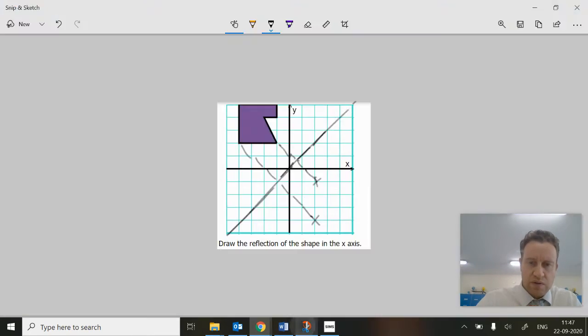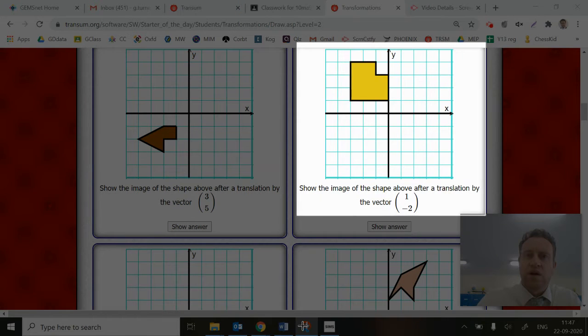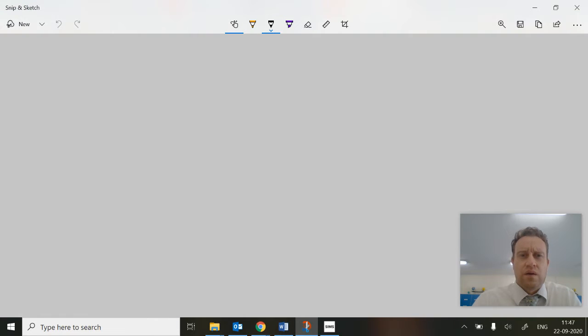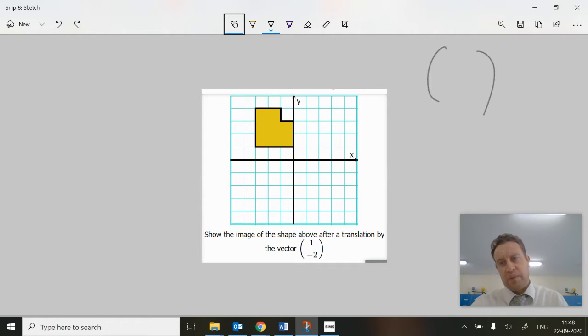Okay, so let's do this mustard-colored one. We've got this thing here. And it says, show the image of the shape above after a translation by the vector 1, minus 2. So what does this mean? So when you have vectors, vectors can be written with a number at the top, a number underneath. It talks about movements that you need to make. So the one at the top talks about the horizontal movement that you need to make.